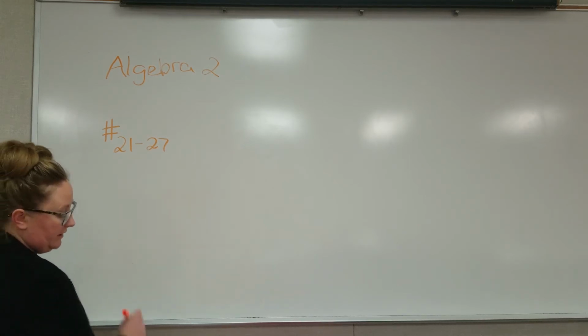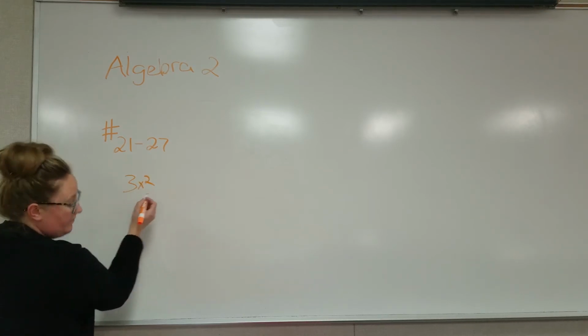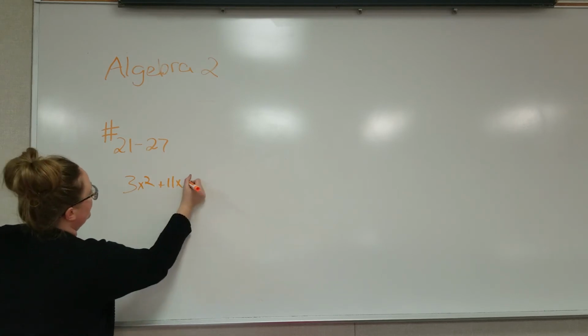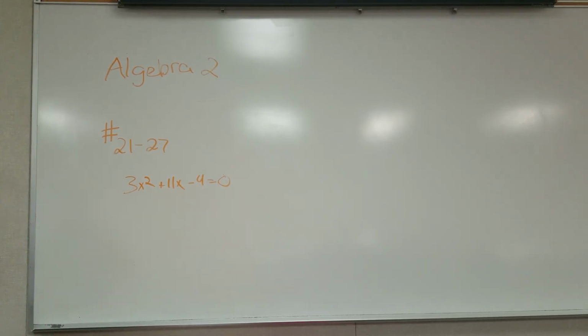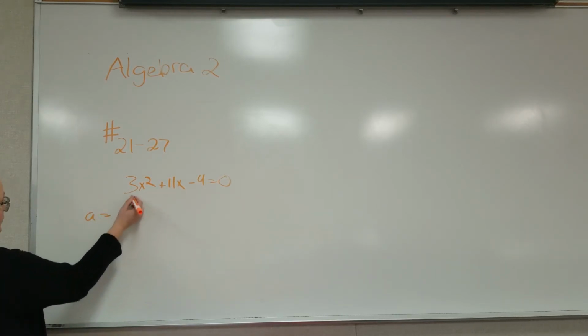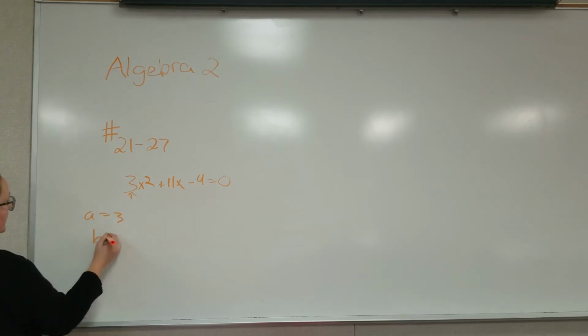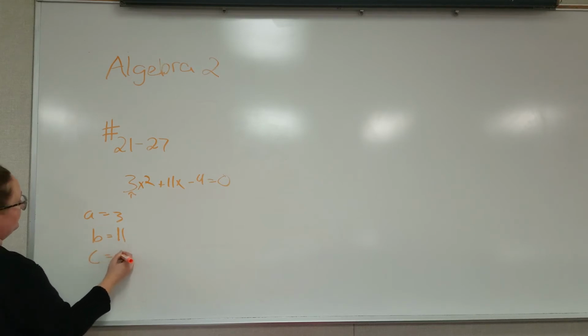The equation they're looking at is 3x squared plus 11x minus 4 equals 0. Okay, so this is the equation. They ask what is equal to negative b over a. Just remember that a is your first term, so a is 3, b is 11, and c is negative 4.